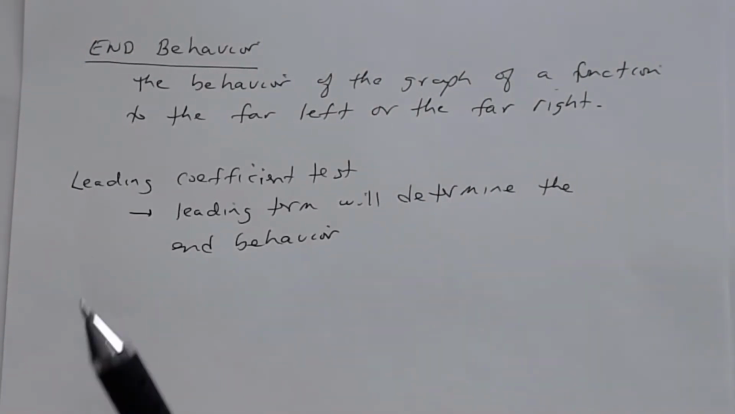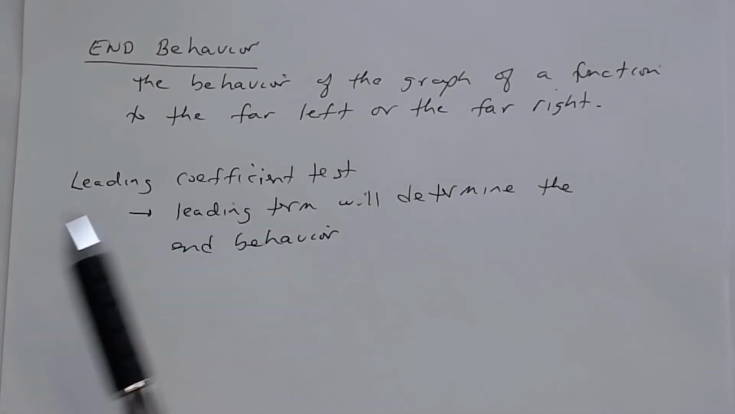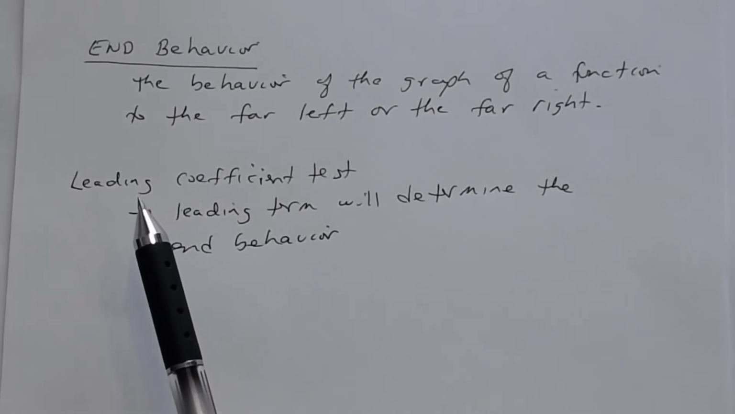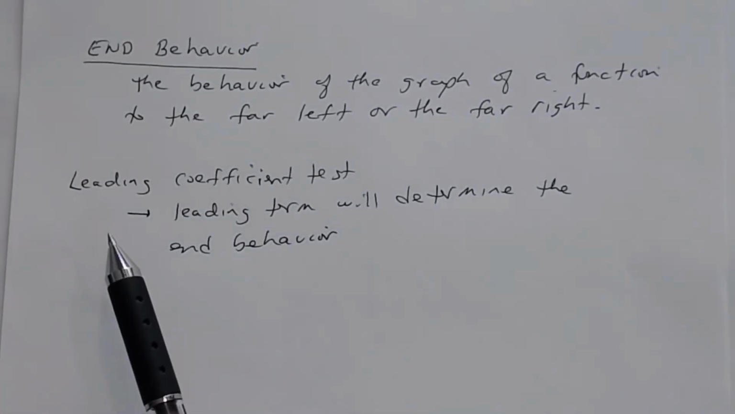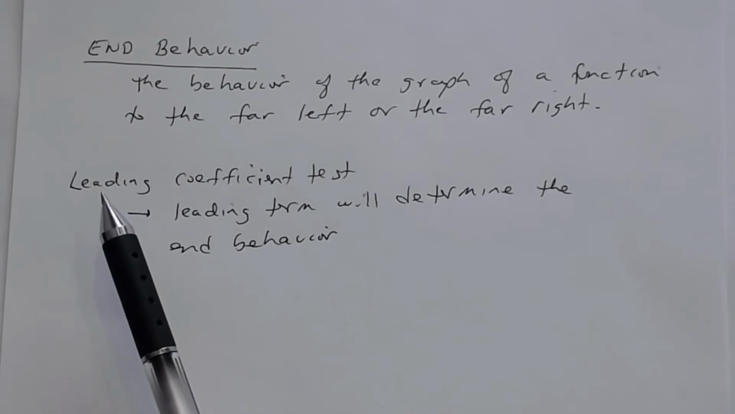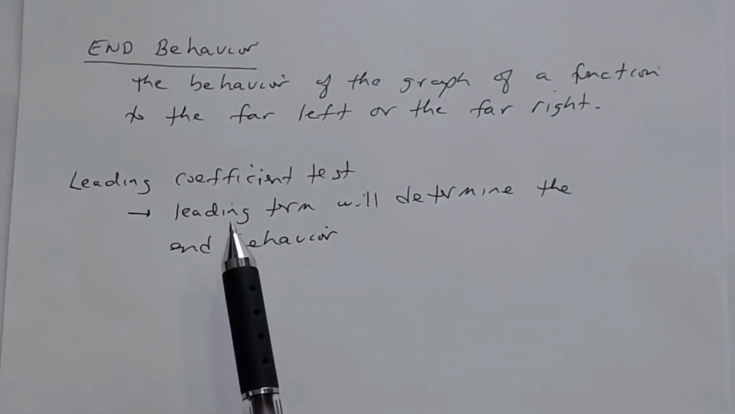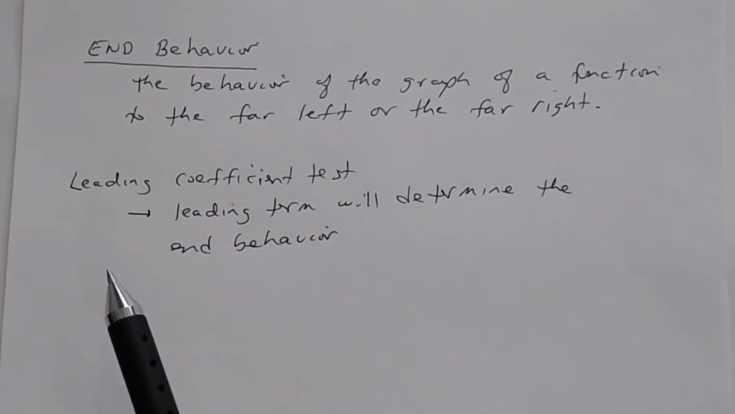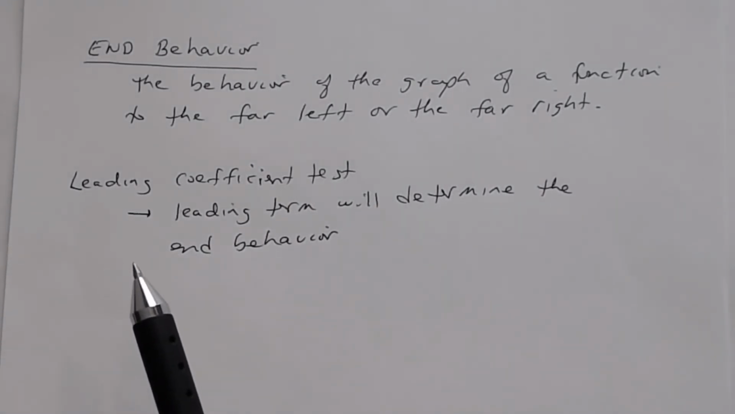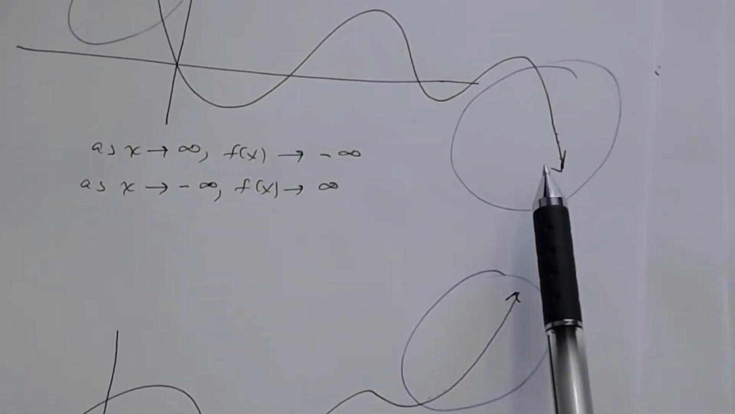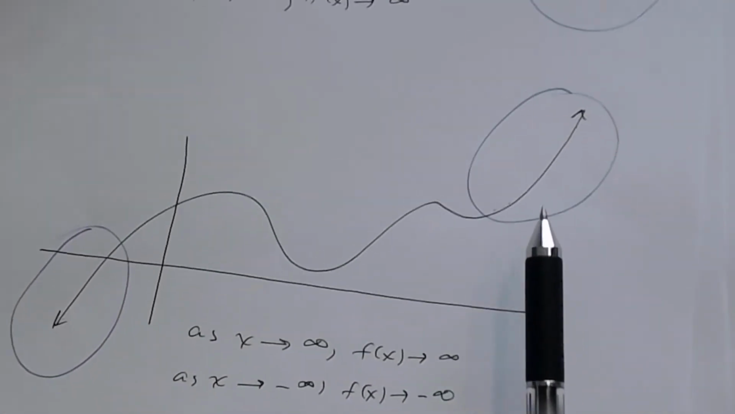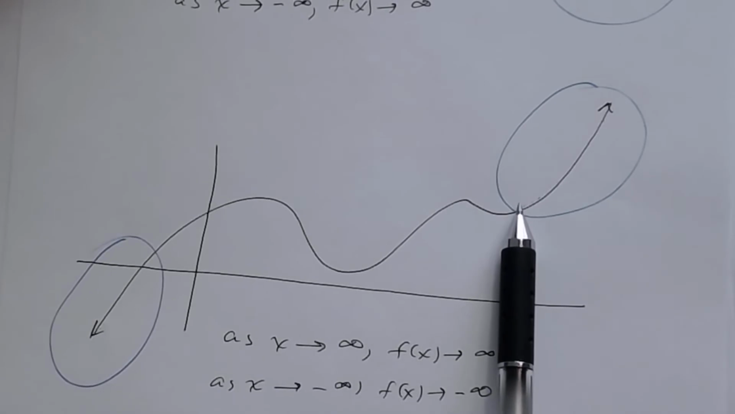Okay, so now we want to look at the leading coefficient test. We know what the leading term is. We know what the coefficient of the leading term is. It turns out that the leading coefficient test, which involves the leading term, will determine the end behavior. If you recall when we looked at these end behaviors, those end behaviors are actually determined by the leading term.